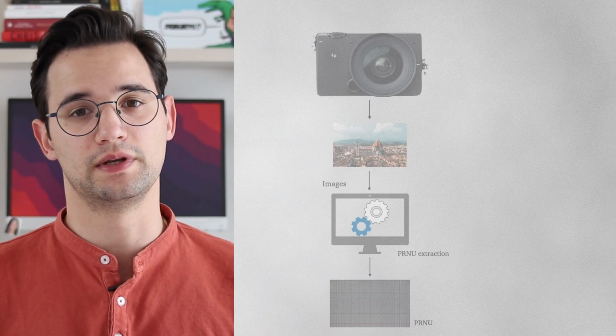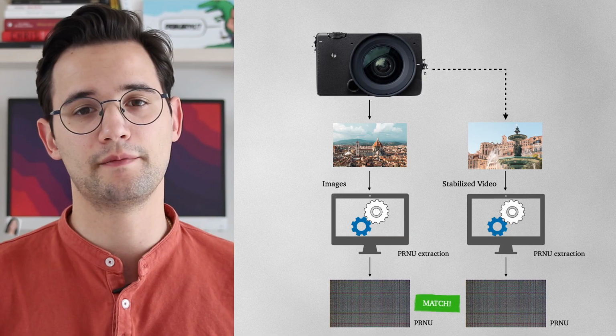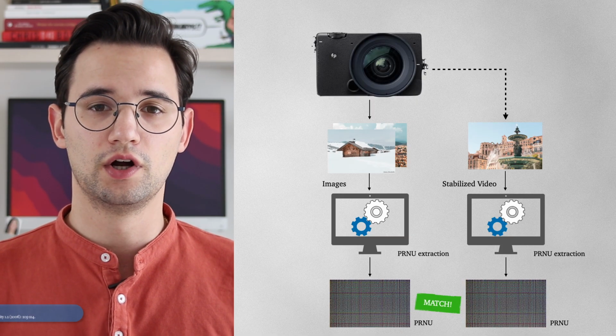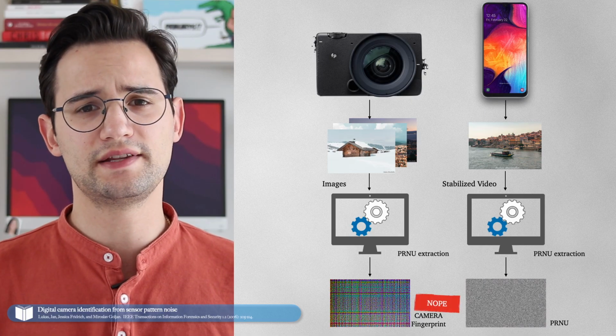In our paper, we tackle the problem of source identification of stabilized videos, which consists in identifying the device, or better, the camera or the smartphone, used to record the video when digital stabilization is applied. But why is this a problem?